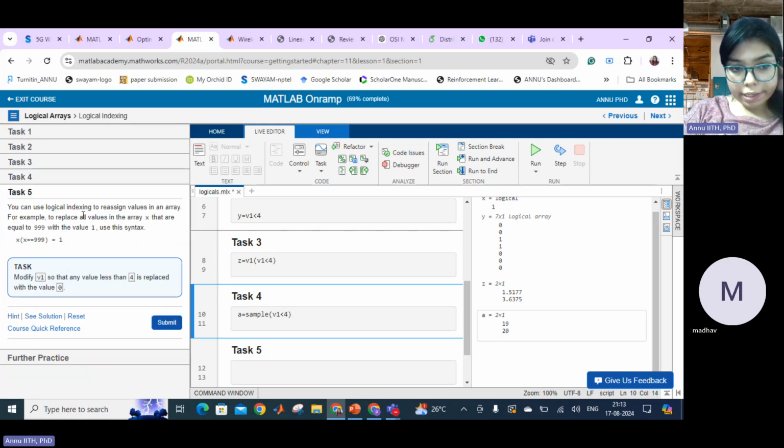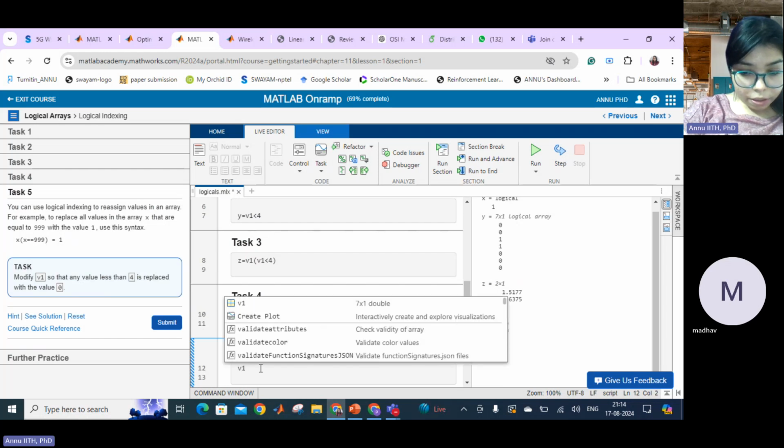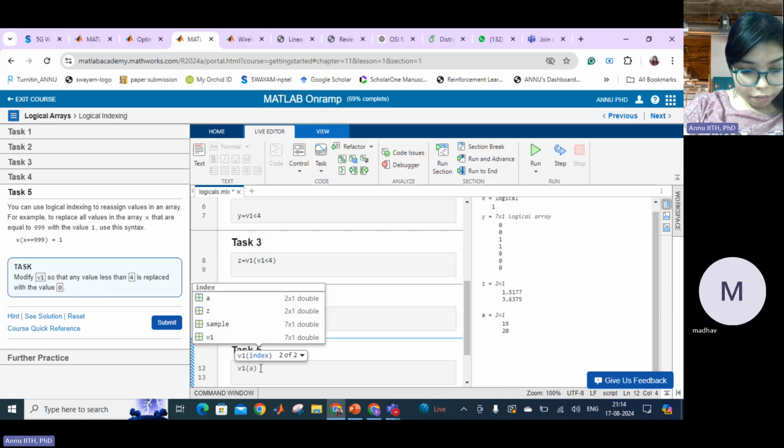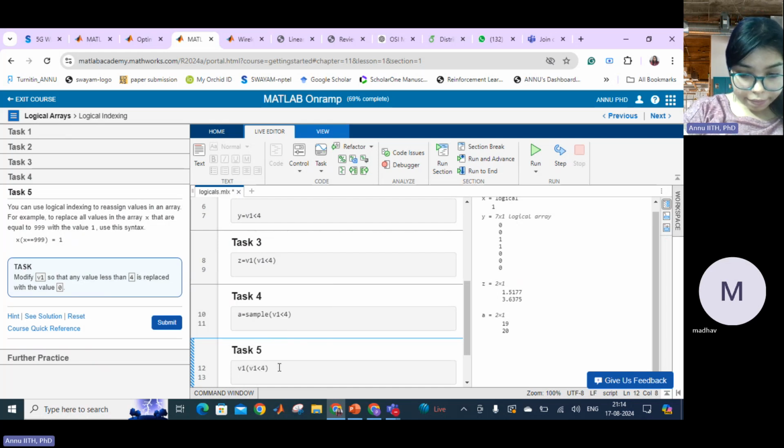You can use logical indexing to reassign the values. So that's correct. If we have some values, we can reassign. Modify v1 so that any value less than 4 is replaced by 0. So v1 equals to, what is showing, v1 less than 4 is replaced with the value of 0.